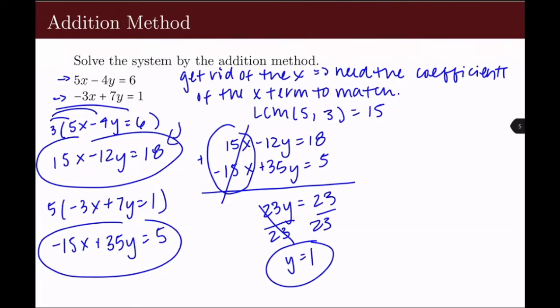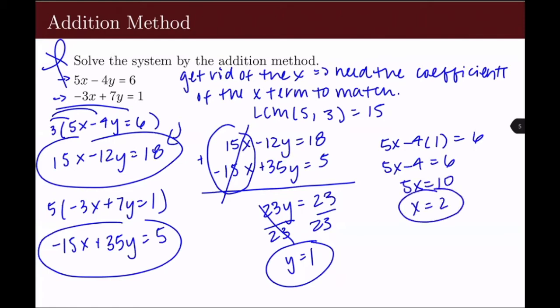So now we found y. Now we need to find x. So I can plug it into either of my original equations from back at the very top of the page, up here, the top left corner. I can pick either of those. So I'm just going to pick the top one. So I'll have 5x minus 4 times 1 equals 6. So that's 5x minus 4 equals 6. So 5x equals 10, which means x equals 2. So my solution set is (2, 1). Not too bad, right? All right, let's keep going.